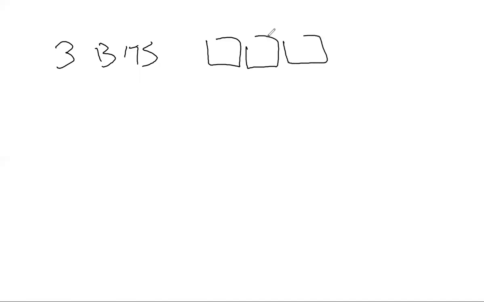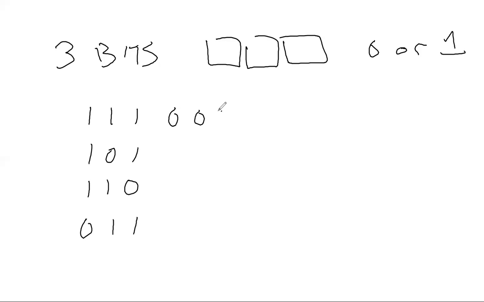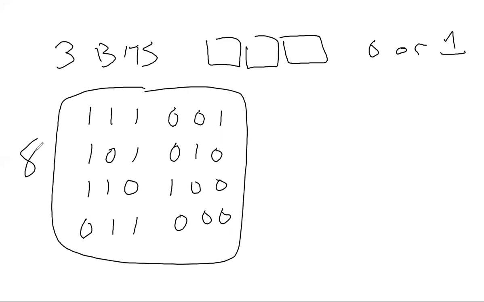Okay, so that's counting. So now let's take it a step further and let's talk about combinations. If I have 3 bits, that means I have 3 pieces of information that each can be a 0 or a 1. How many different combinations do I have? Well, we can draw them out, right? We can just kind of figure out which ones we haven't covered yet. And eventually, you should come up with 8 different combinations.